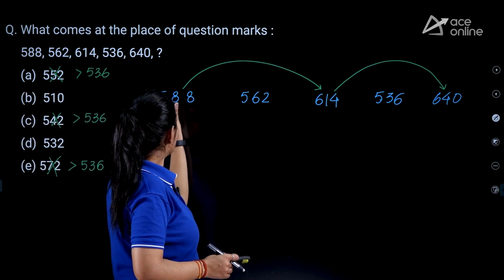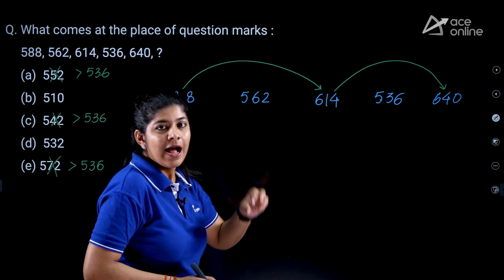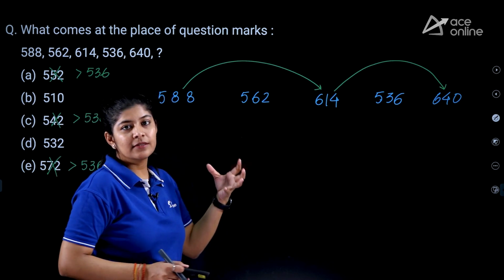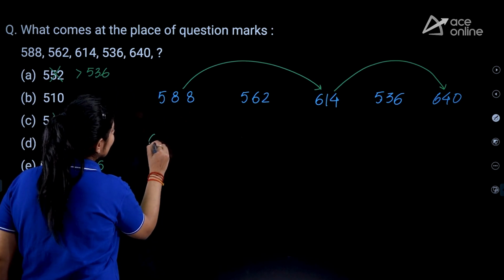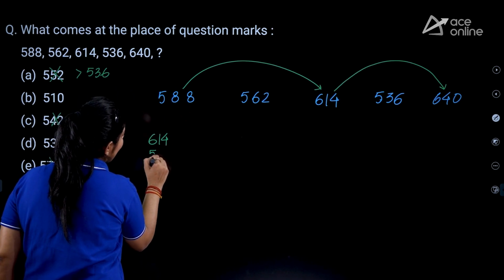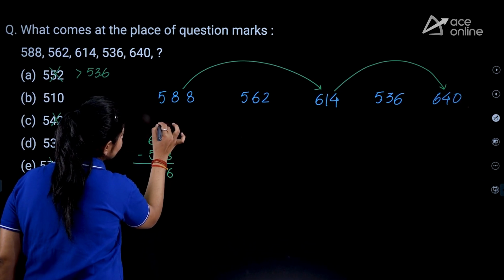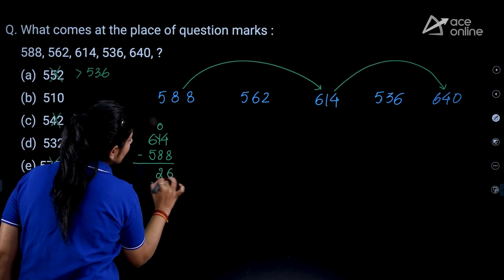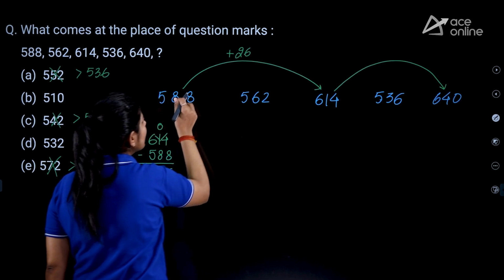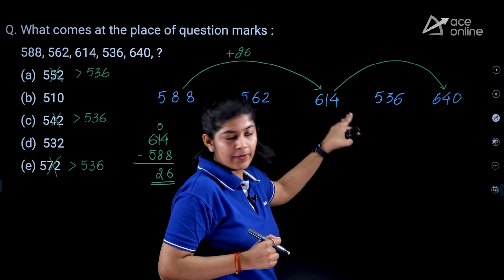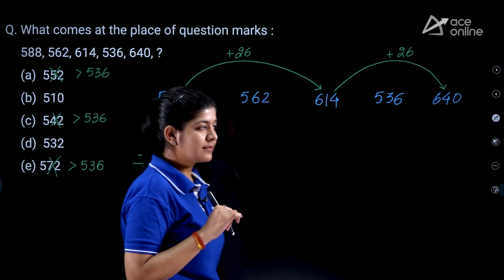If I want to move from 588 to 614, what is the difference between these two terms? I am moving from 588 to 614, so it will become 26. So when I add 26 to this number, I get this number. Now again, when I add 26 to this one, I get this one in the series.